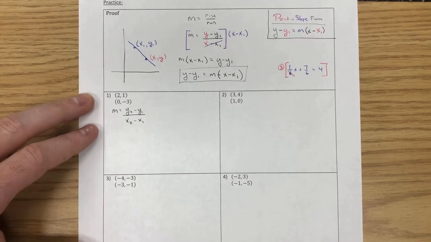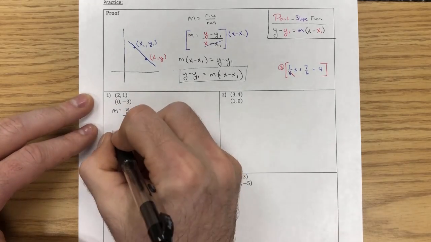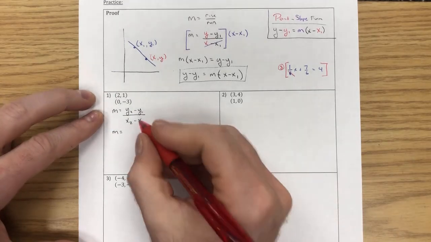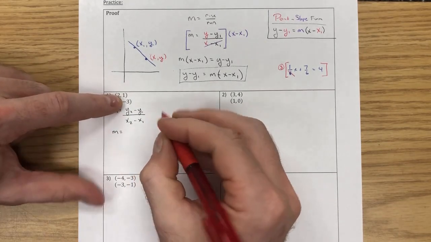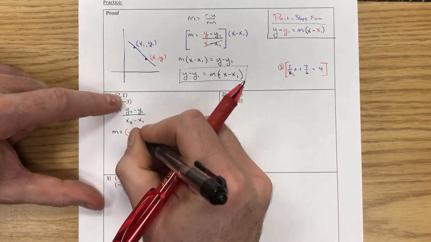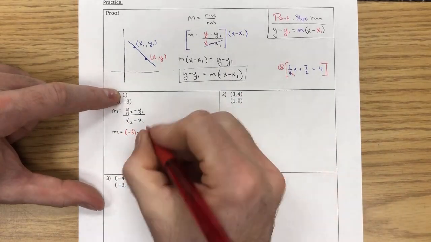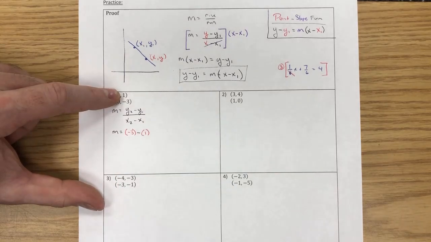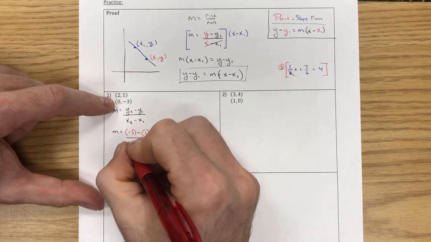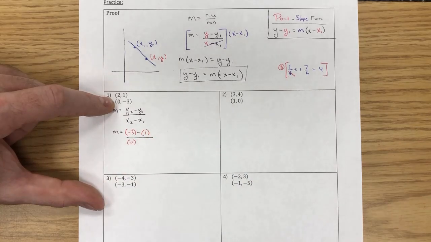I'm going to plug in my values, and we remember that in the coordinates we have x and then y. So I'm going to have my second y, -3, minus my first y, which is 1. On the bottom, I'm going to do the same thing. I'm going to take my second x, which is 0, and subtract my first x, which is 2.